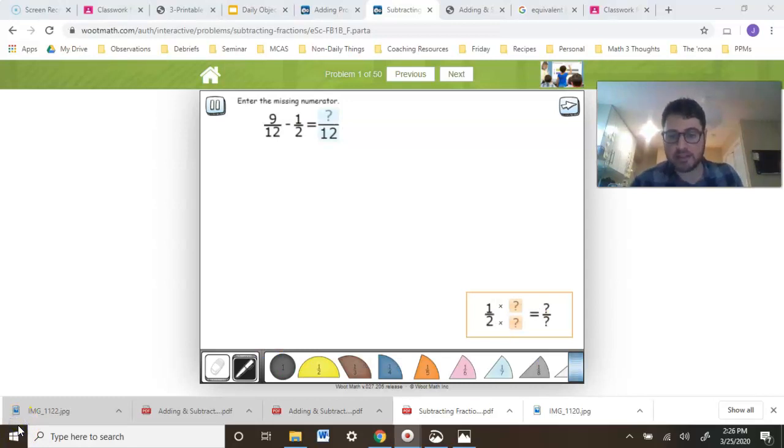Before I have you practice, though, I want to try one subtraction problem. I haven't done many subtraction problems.